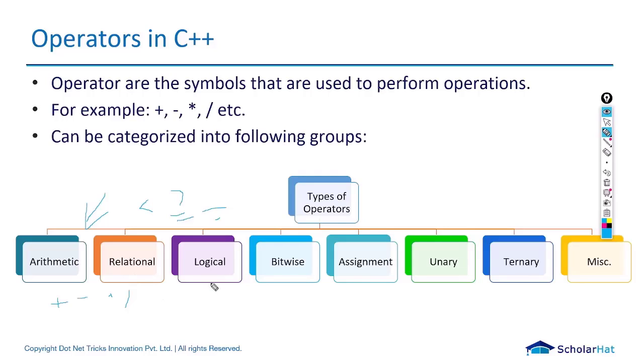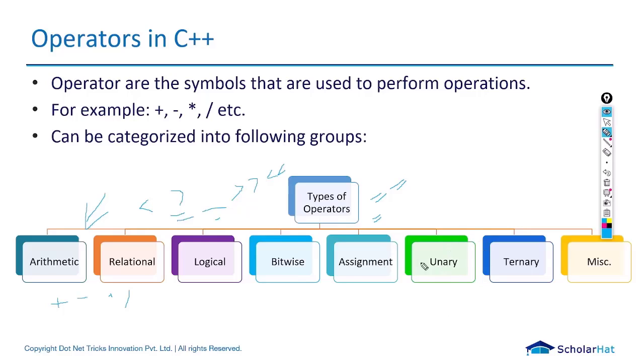So logical operators, you might have used and, that is a logical operator, or operator, that is also going to be a logical operator, right? Similarly, bitwise operators are there. That is, the insertion operator and extraction operator we use in cout and cin, those are bitwise operators. Assignment operators are those like double equals to, which means equals to, or single equals to. Those are assignment operators.